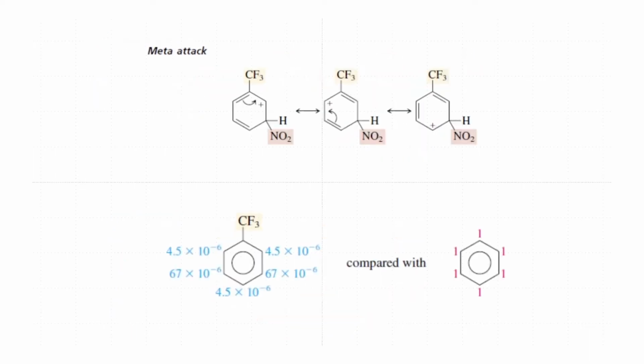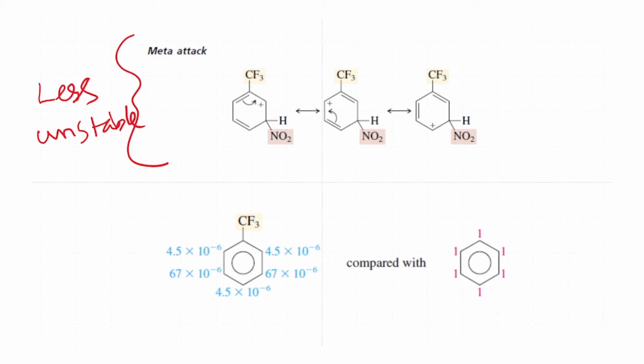Now, when you consider the meta attack, you will find that right next to the attacked position is a positive charge. Once you delocalize it, you're going to get a positive charge over here, and then the next delocalization puts a positive charge here. So in none of these resonance forms is the CF3 directly next to the positive charge. Therefore, this structure is less unstable compared to the other two structures.